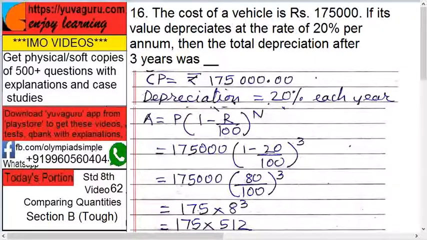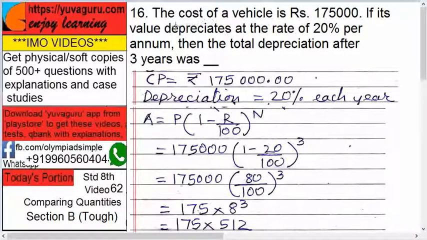Let's start. The cost of a vehicle is 1,75,000 if its value depreciates at a rate of 20% per annum. Then total depreciation after 3 years was, it means here.